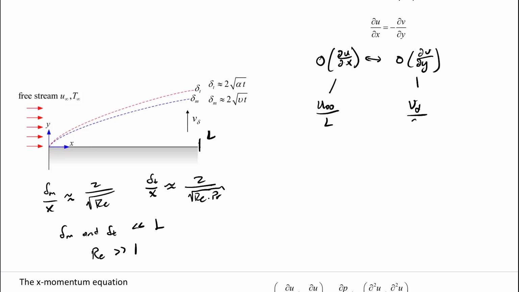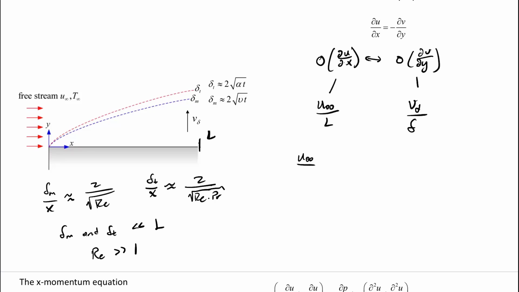Delta, yep. So we now know that delta is small and L is big, right? If that's true, what does that say about the relationship between U infinity and V sub delta? V sub delta has to be really small, right? Just by the math here, it's telling us that.